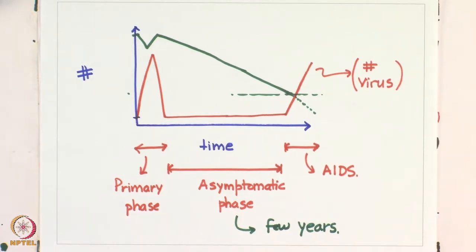And what we want to understand is this interplay between these CD4 cells and the HIV particles, which tells us why there should be such a long asymptomatic phase associated with the infection, and what happens at the end of it that triggers the uncontrolled explosion of virus particles inside the host. So, to understand that, let's understand the role of CD4 cells in the immune system.